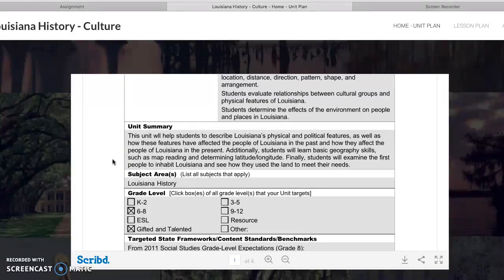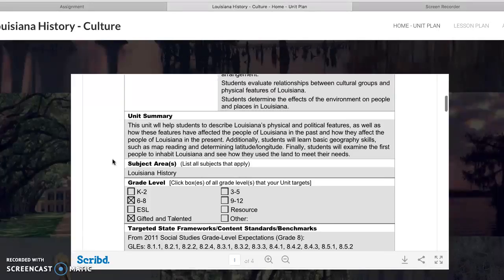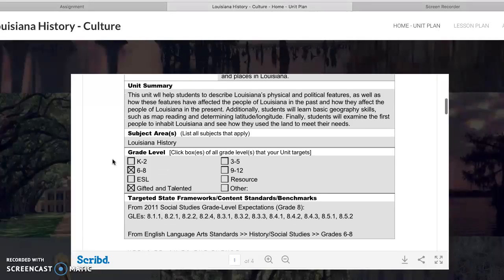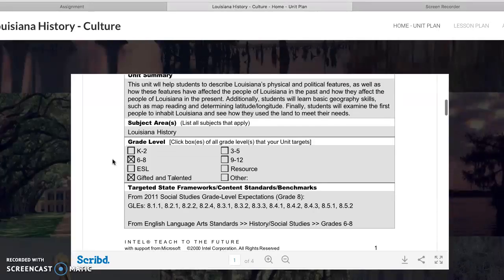affect people of Louisiana, or how they have affected people of Louisiana in the past and how they affect them today. They're going to learn basic geography skills like map reading and determining latitude and longitude. And they will examine the first people to inhabit Louisiana, so that's where the prehistory comes in. But for my specific lesson plan, we're going to only focus on culture.